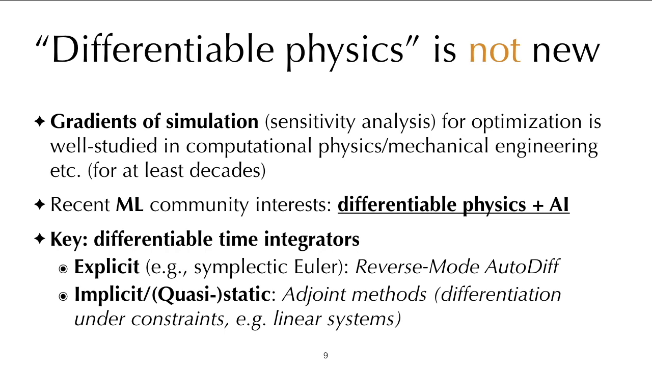And the time integrators have 2 families. The first family is what we call explicit time integrator, one example being symplectic Euler. In this kind of time integrator, using normal reverse mode auto differentiation usually gives you reasonable behavior. Sometimes, maybe because the system is too stiff, you have to use an implicit time integrator, or you're just solving for a quasi-static state. In those cases, you have to leverage the adjoint methods. And basically, the adjoint methods are doing differentiation under constraints. The constraints are usually linear or nonlinear systems to solve.